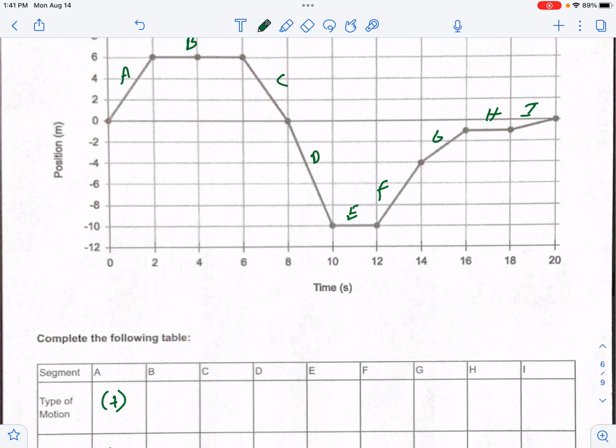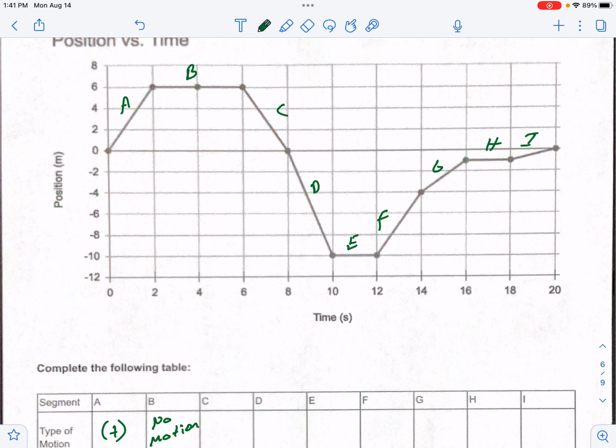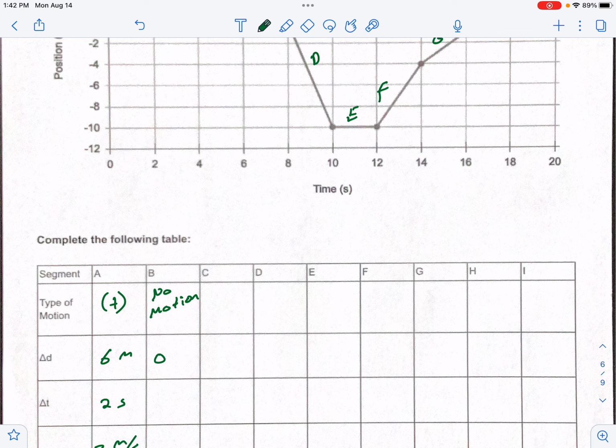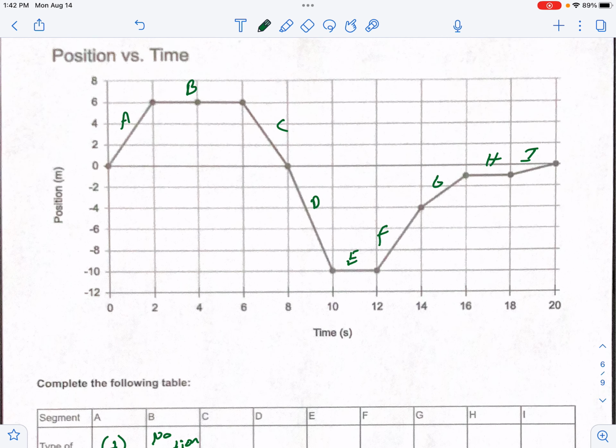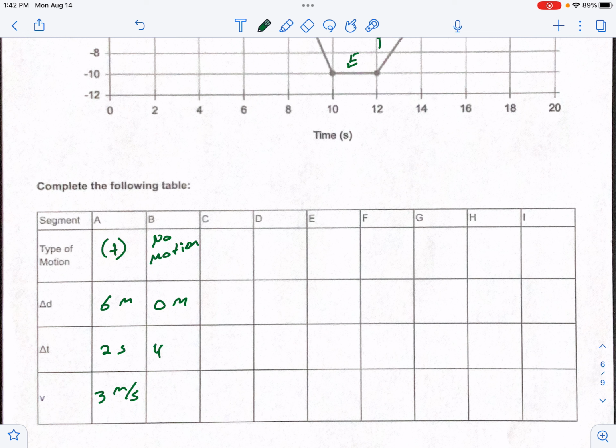Okay, line B, I have a flat line, so that is going to be no motion, so nothing's going on. I don't change displacement at all, so my final was 6, my initial was 6, so 6 minus 6 is going to give me 0 meters. And we were standing still from 2 to 6 seconds, which is 4 seconds. 0 divided by 4 is going to give me 0 meters per second.